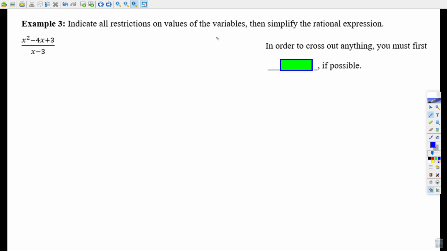So what can x not be equal to? Think about what goes on the bottom here. It's something minus 3. So what would make it 0 is if we put in the number 3, right? Because that would be 3 minus 3. That's 0.